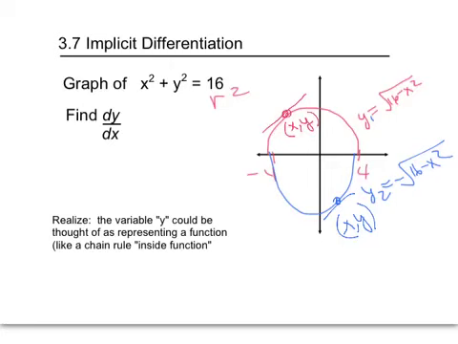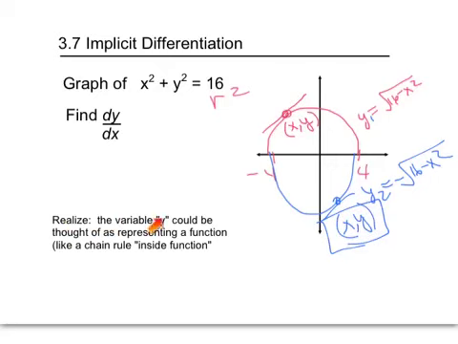So our goal in 3.7 is to learn how to find the slope machine, called the derivative, in a situation where the relation we've been given is not a function. It has functions implied within, but we can still find the tangent line slope. All right, so let me walk you through this one real quick.